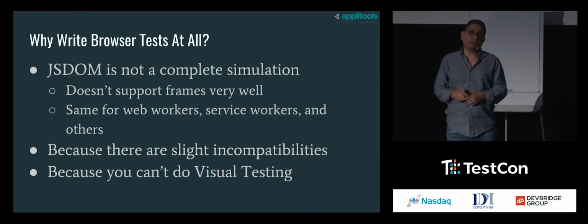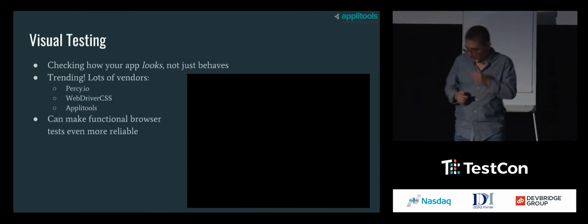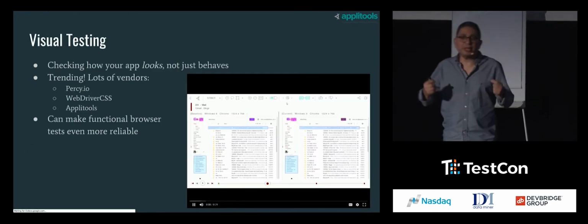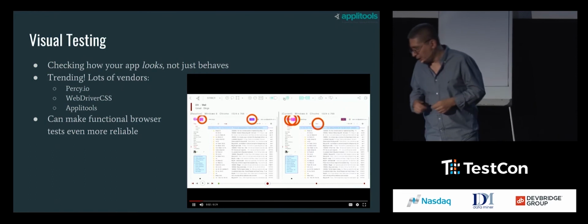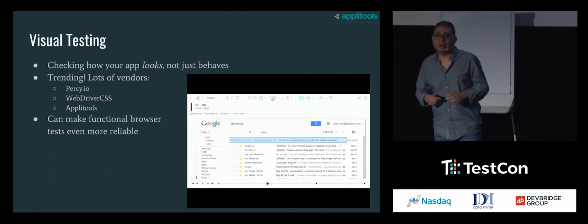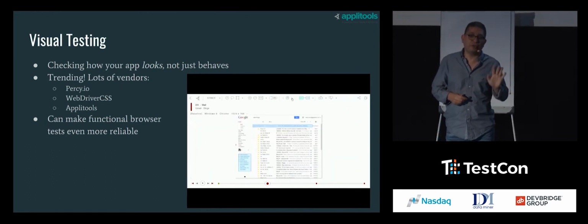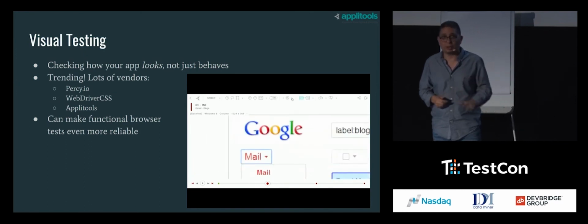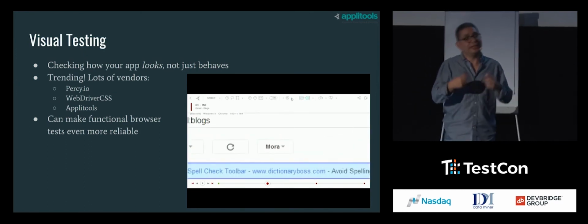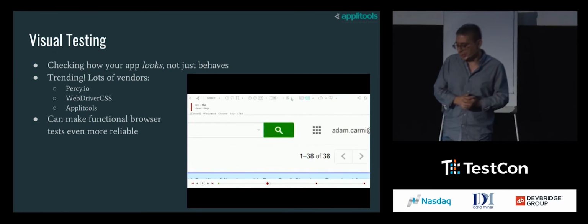And that was the question about screenshots. You can't do visual testing. Visual testing means checking how your application looks, not just behaves. It means taking screenshots and verifying that those screenshots work. That is not possible yet under JSDOM.